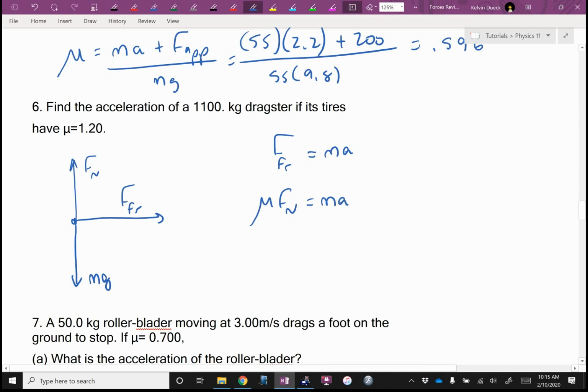I don't know the normal force. Oh, but look. I know the force is the same size as the normal force. Lillian, which one? I caught you zoning. Which force is the same size as the normal force? Good.